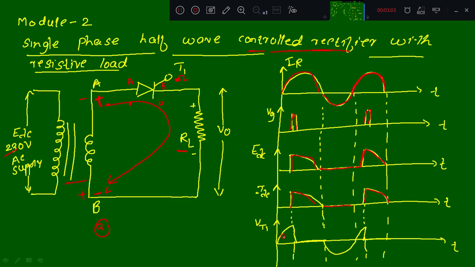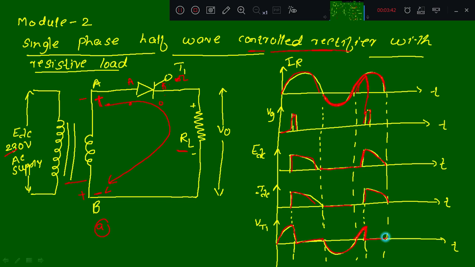The behavior of the SCR is, when the SCR is off, whatever is the input voltage, the same thing is observed across the thyristor. When the SCR is on, the output voltage is 0. Here, at this point in the negative half cycle, the SCR is off. When it is off, the same input voltage is observed across the thyristor. Here also the SCR is off from here till here. So when the SCR is off, the same input voltage is observed across the SCR.